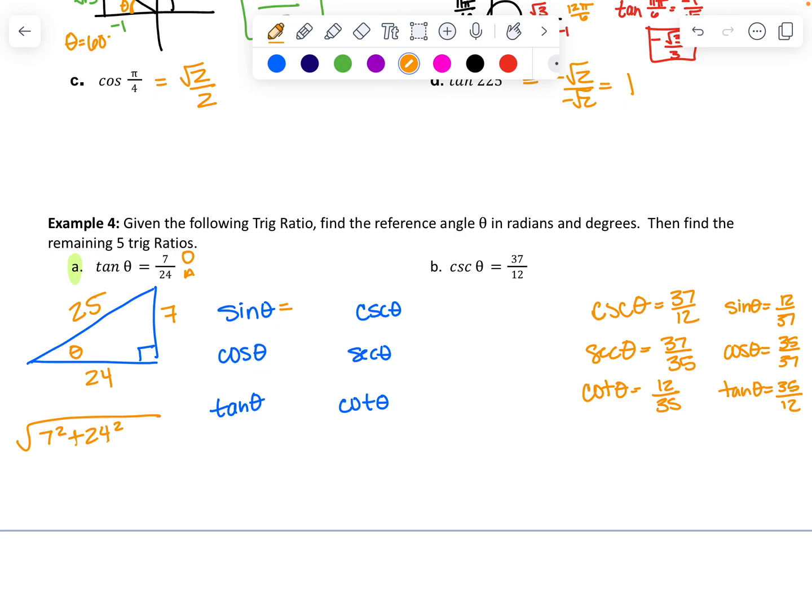And now I can find my trig ratios. So now I've got my triangle set up, right? We don't necessarily know what theta is at this moment, but I can find all of my 6 trig ratios. So sine of theta would be 7 over 25, which means cosecant would be 25 over 7. Cosine would be 24 over 25, which means secant would be 25 over 24. Tangent, 7 over 24. Cotangent, 24 over 7.